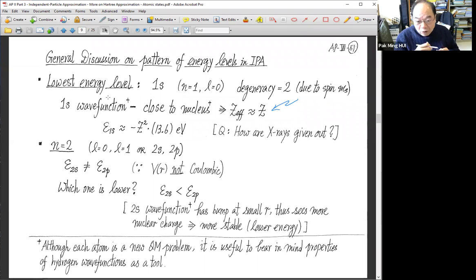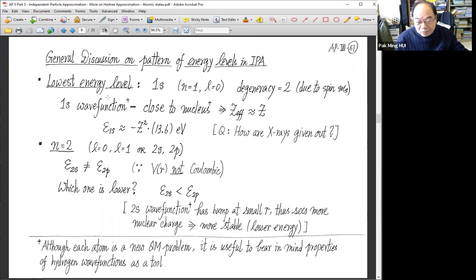So for the following pages, let's do something very lazy and very simple, but rather physical. Good physics stuff here. Let's discuss some general patterns of the energy levels within this independent particle approximation. After we solve it, do we expect 2s to have a lower energy than 2p? If so, why? So here is some hand-waving discussion.